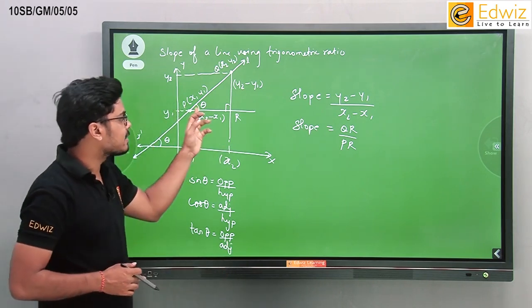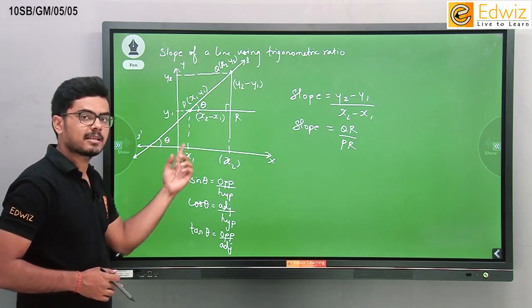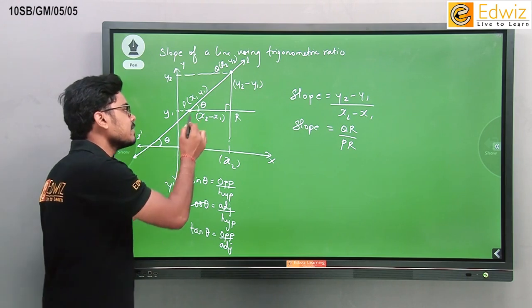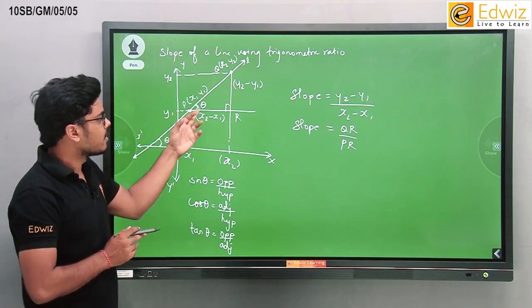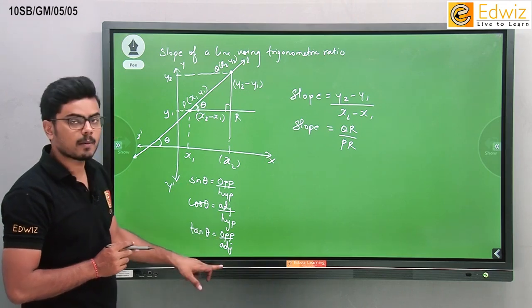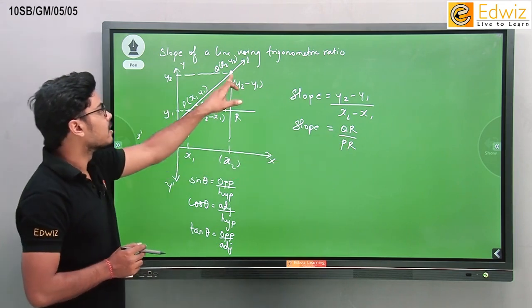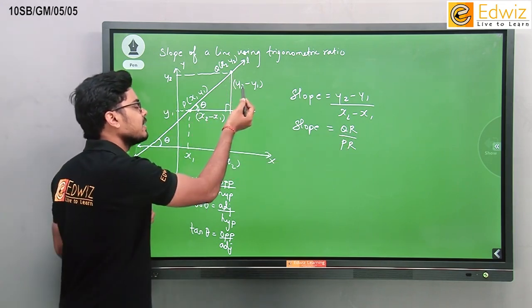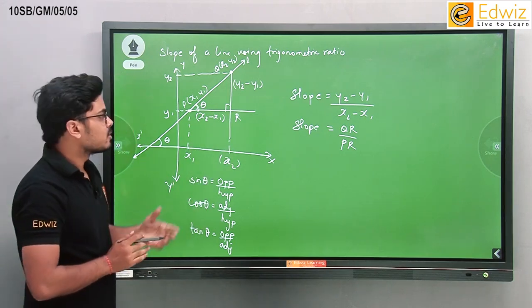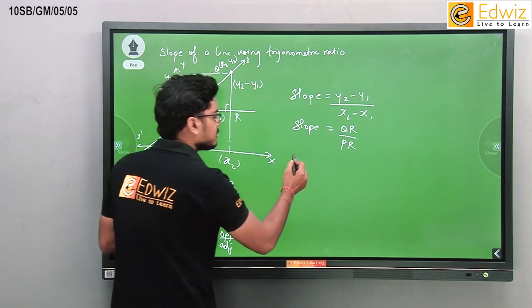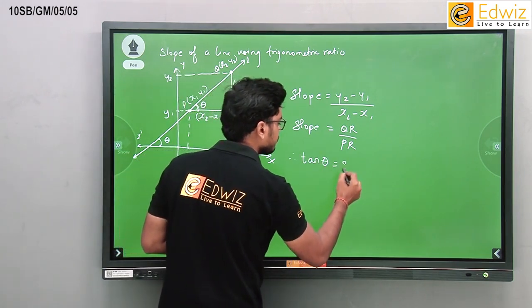So for this angle theta, how is this angle theta? These two lines are parallel as I said. If this angle is theta, this is also theta because these are corresponding angles. Correct? So what is tan theta? Opposite upon adjacent. Here also the slope that we are getting is QR upon PR. QR is the opposite side of theta and PR is the adjacent side of theta. Okay, so in this triangle, slope is nothing but tan theta.